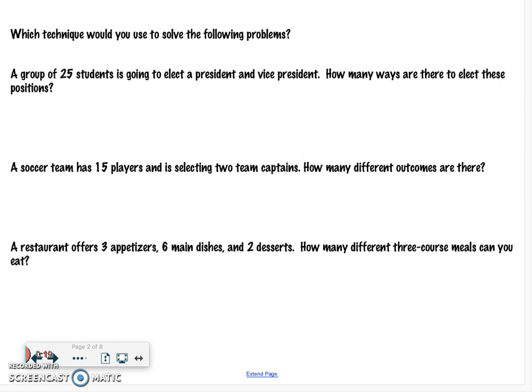Remember, when we're talking about solving these problems, we're always going to be asking ourselves, does order matter? So this first one says a group of 25 students is going to elect a president and vice president. How many ways are there to elect these positions? If you notice here, there are two different positions that we are electing. And the order matters because they are important positions, president and vice president. And so if order matters, you should automatically be thinking permutation.